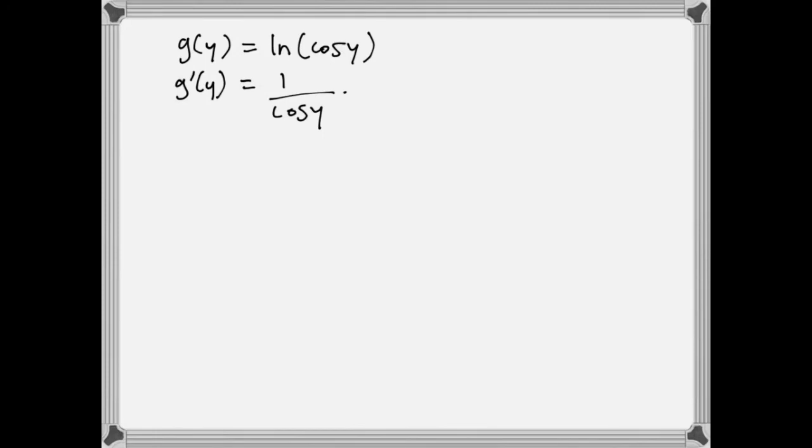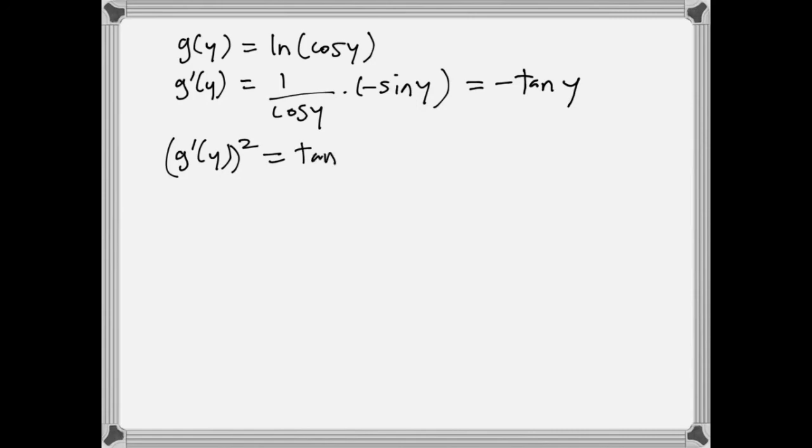So remember, x is equal to ln, so g of y is equal to ln of cosine y. So we start by taking a derivative. So the derivative of this would be 1 over cosine y times negative sine y, right, with the chain rule, which is the same as negative tangent of y. Let's go through the algebra some more. Then we have to square it. So if we square that thing, we actually get tan squared y.